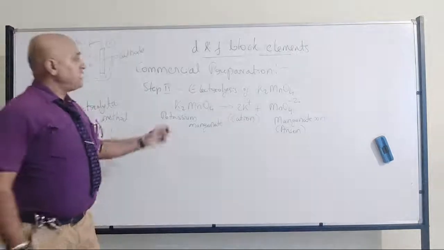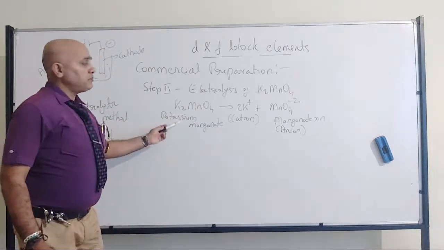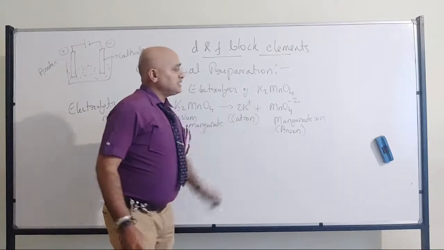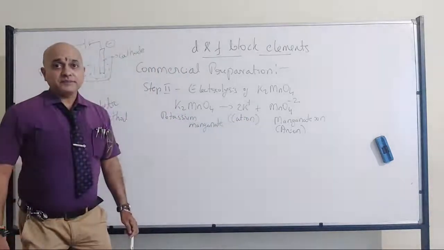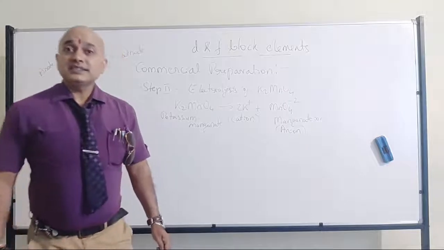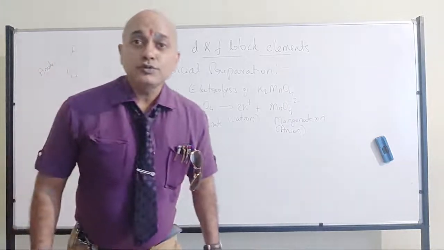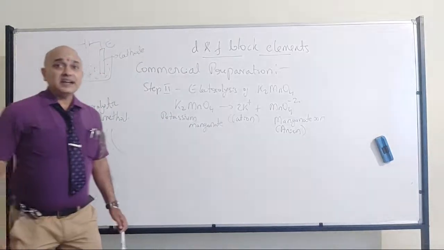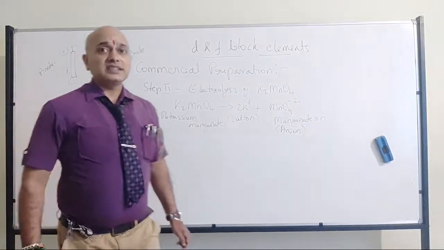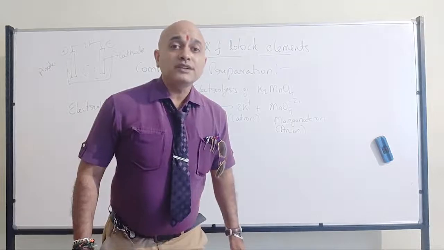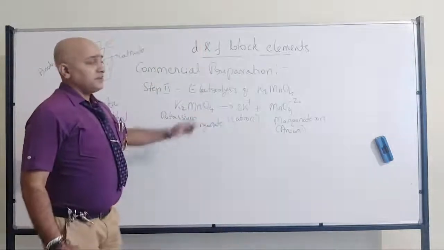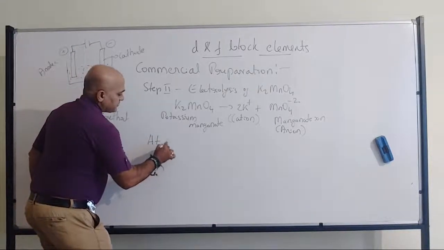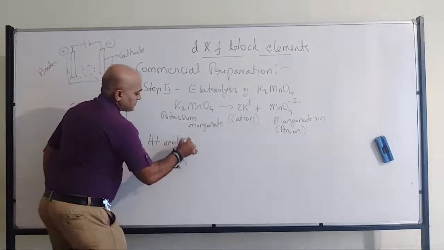So we are going to have the 2 ions due to the potassium manganate. One as potassium ion and another one as manganate ion. So potassium ion, since it is a cation, has to move towards the cathode, and manganate, since it is negatively charged, it is an anion, so it will move towards the anode. Fine? Now we will see at anode what will happen.